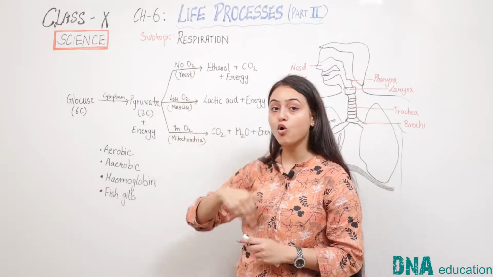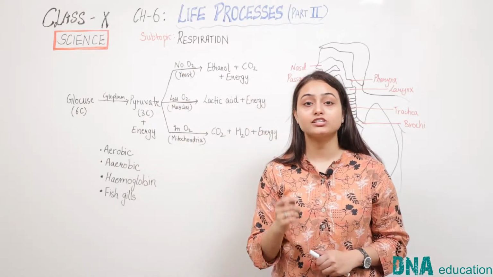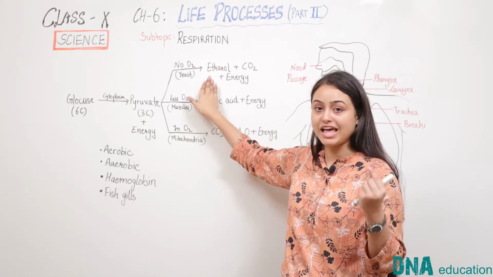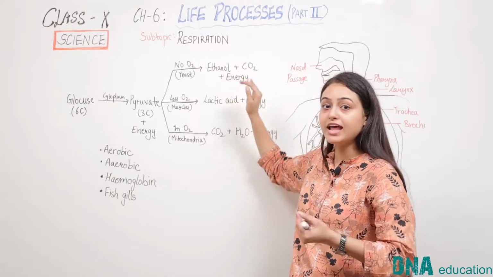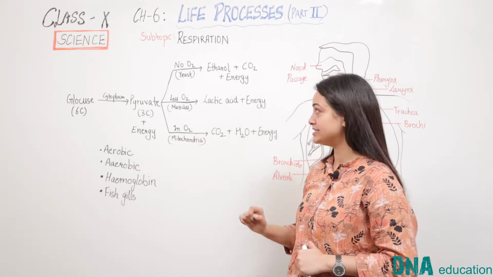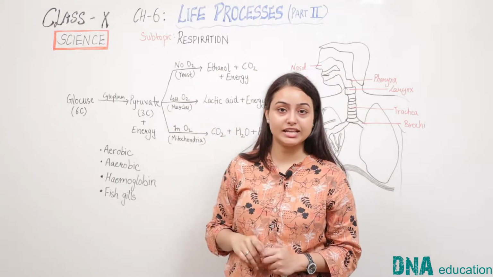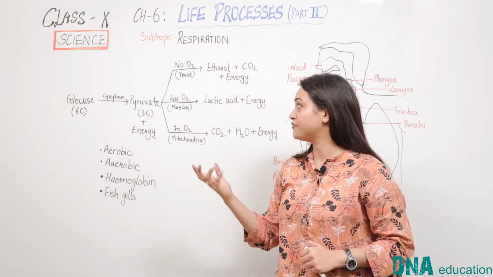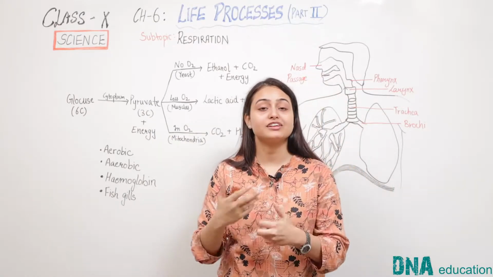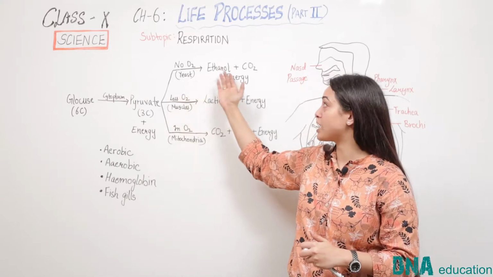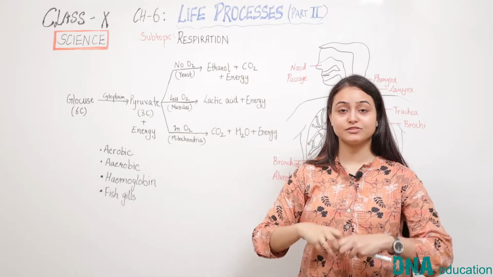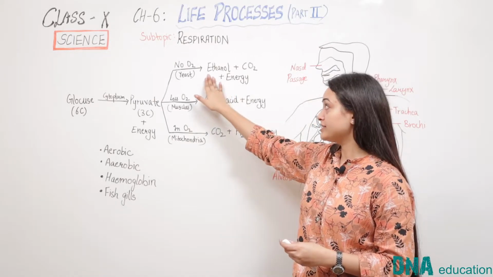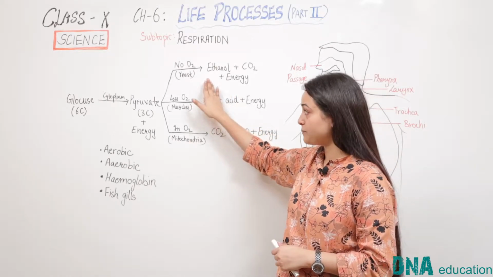First, if there is no oxygen altogether, as in the case of yeast cells, then the pyruvate breaks down into ethanol, which is alcohol, plus carbon dioxide, and a small amount of energy is released. This we observe in our daily life because yeast is used in raising doughs and batters. We add yeast so that it can respire anaerobically and produce carbon dioxide gas. This gas increases the volume of the dough or the batter, and ethanol is also released in this process.